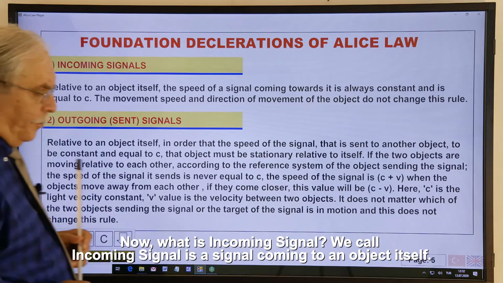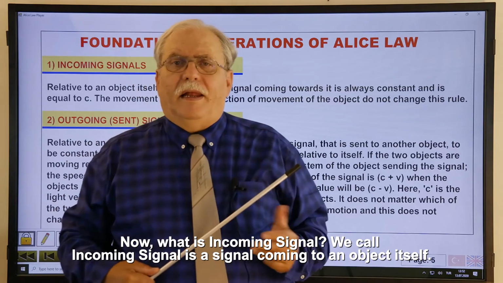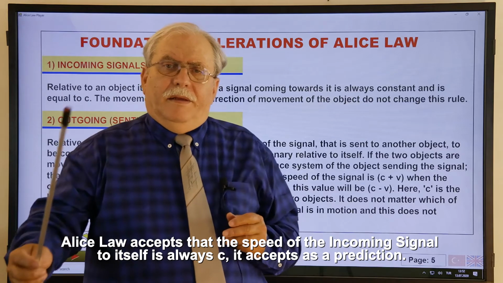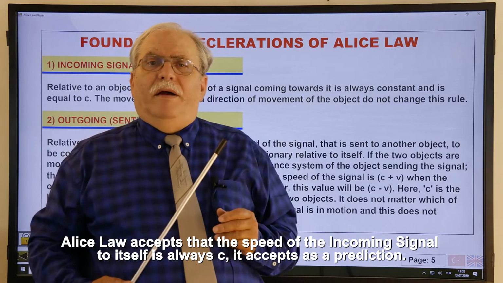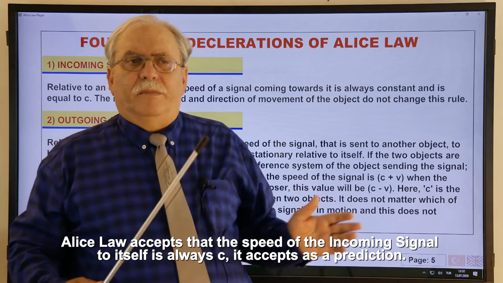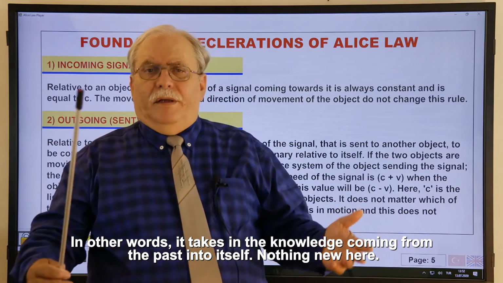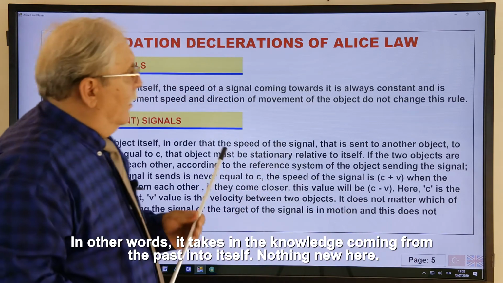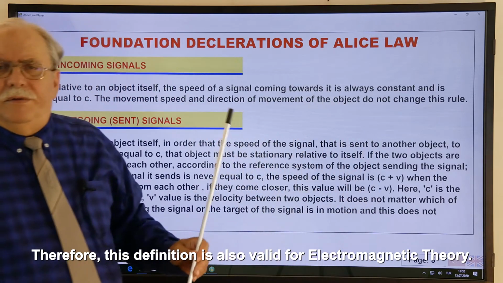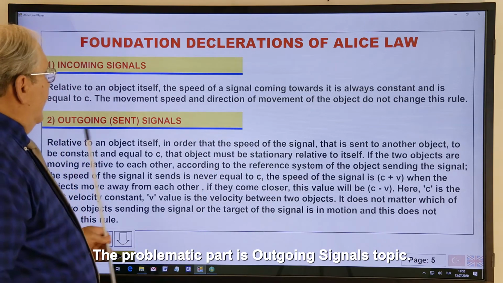Now, what is incoming signal? We call incoming signal a signal coming to an object itself. Alice Law accepts that the speed of the incoming signal to itself is always c. It accepts it as a prediction. In other words, it takes in the knowledge coming from the past into itself. Nothing new here. Therefore, this definition is also valid for electromagnetic theory. The problematic part is the outgoing signals topic.